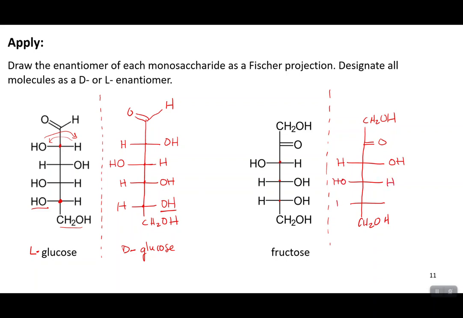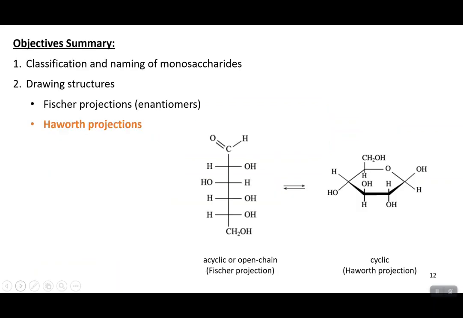So this is also fructose because I flipped every single chiral center. Therefore, it is still fructose. It's just going to be a different enantiomer. So for the first fructose here, the OH is on the right-hand side, so that's going to be a D fructose. This one's on the left, so this will be an L fructose. Okay, so that is how we can classify and name monosaccharides.